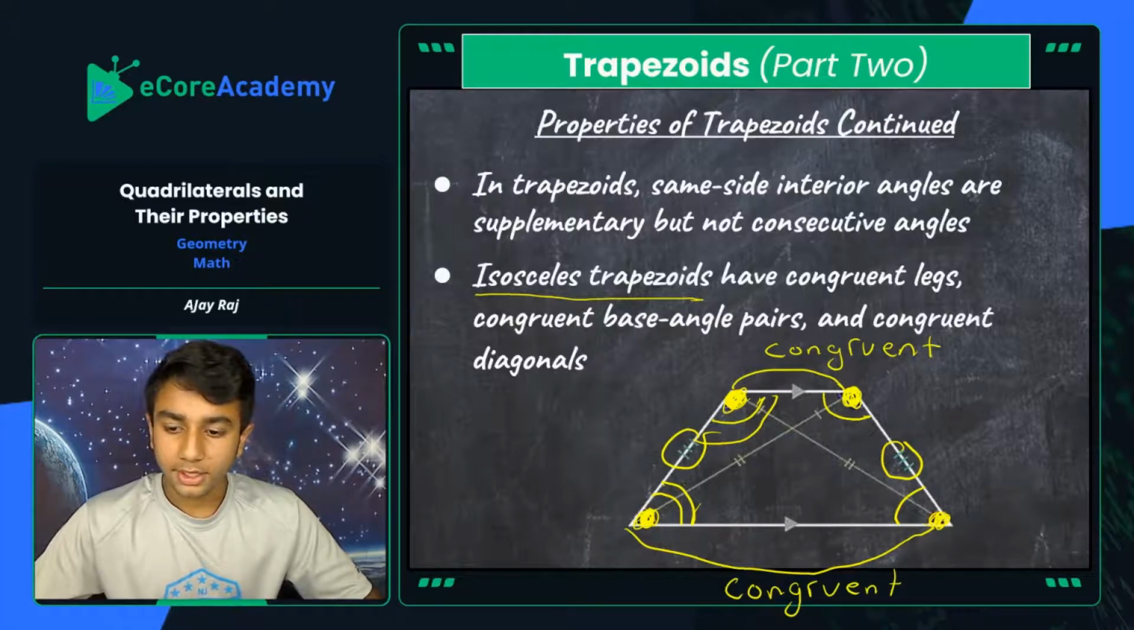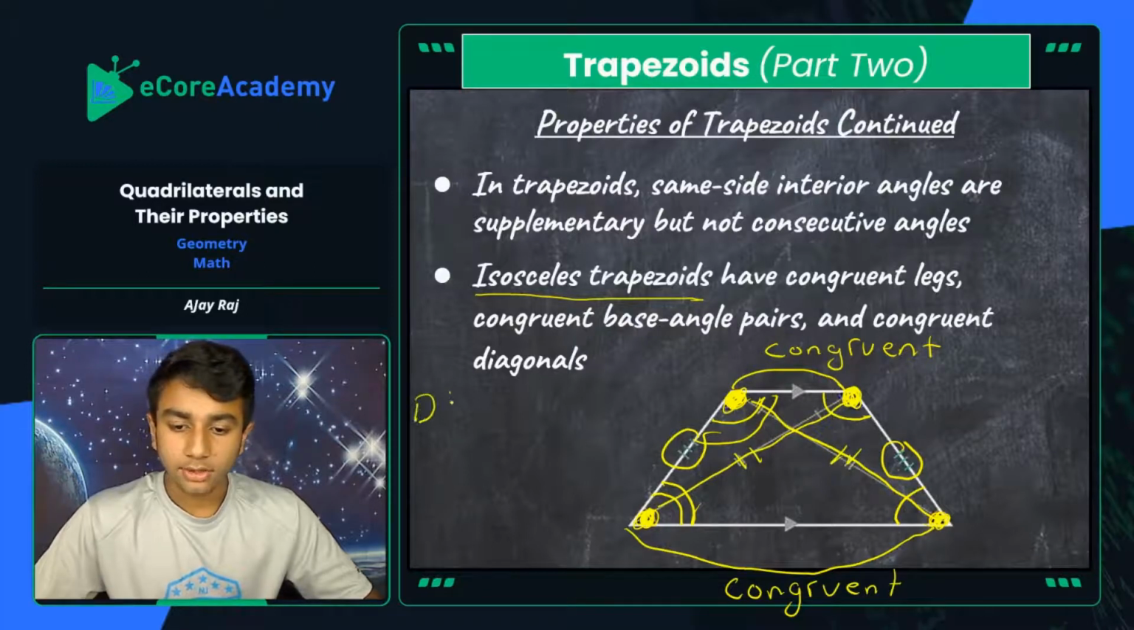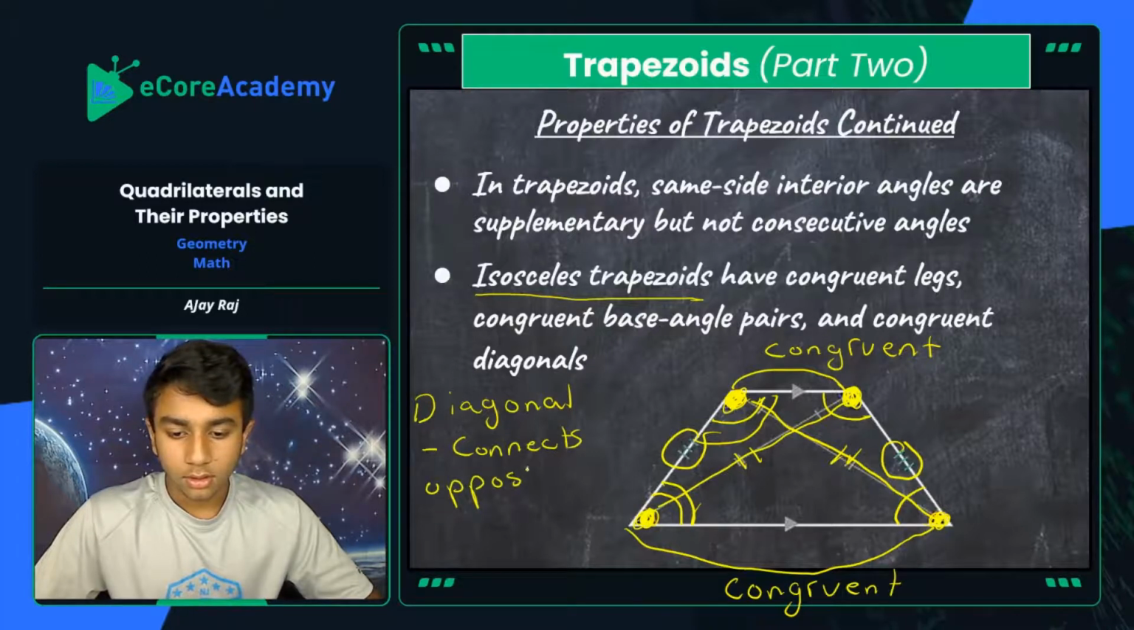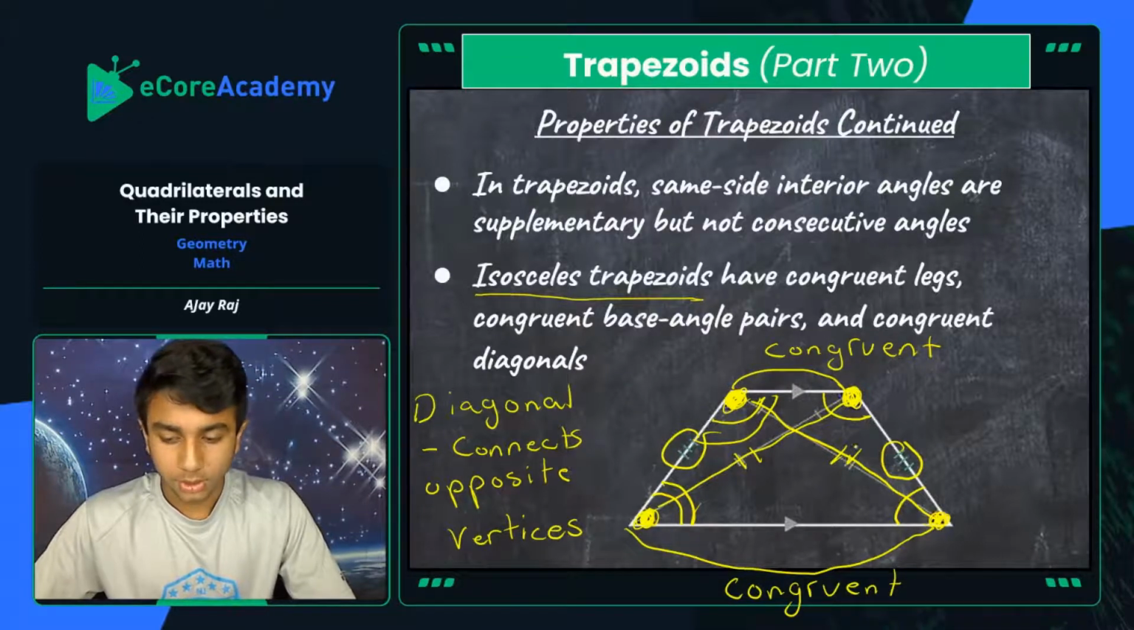And also, the diagonals of an isosceles trapezoid would be congruent. So this line here and this line here would both be congruent, indicated by the double tick mark. All a diagonal is, is a line that connects opposite vertices, and you're going to have two diagonals in a trapezoid, and both diagonals, in this case, in an isosceles trapezoid, will always be congruent.